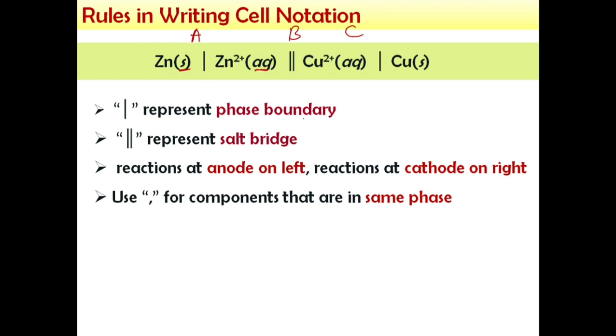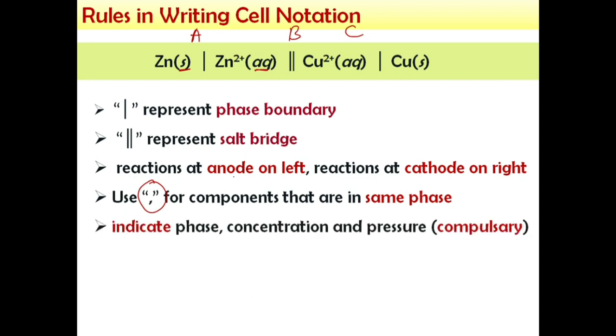This is phase boundary. Okay, so ini menunjukkan fasa yang berbeza. So if the species involved is the same phase, we're going to use comma. Okay, the next rule, you must indicate the phase. In chapter 3, phase is in cis. Okay, bermaksud mesti includekan fasa.